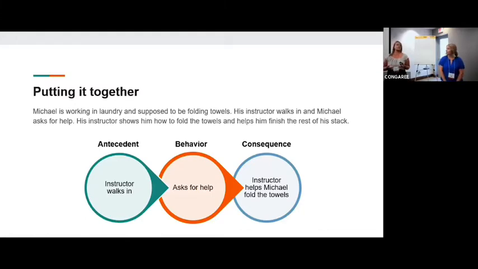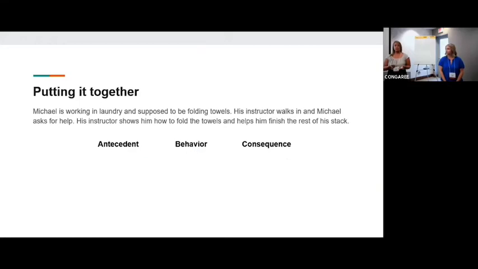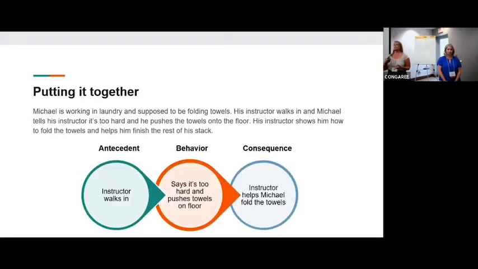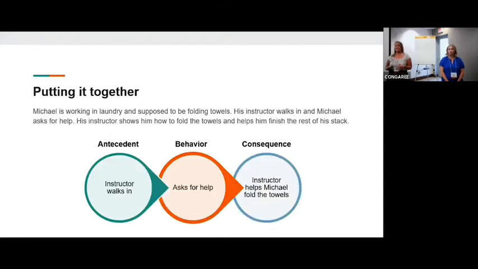So looking at this, in that first example, we don't want to see him maybe complaining, oh, it's too hard, or pushing the towels on the floor. That's not great. But like you said, it might be a skill deficit, and it is just physically maybe too hard for them, and they don't know how to do it by themselves. And that's okay. While we teach them that skill, we also need to make sure we teach that replacement behavior. So we see it's functionally equivalent. It's getting him the same thing. Instead of Michael having to say it's too hard and pushing the towels on the floor, he can just ask for help, and he's getting that same consequence.